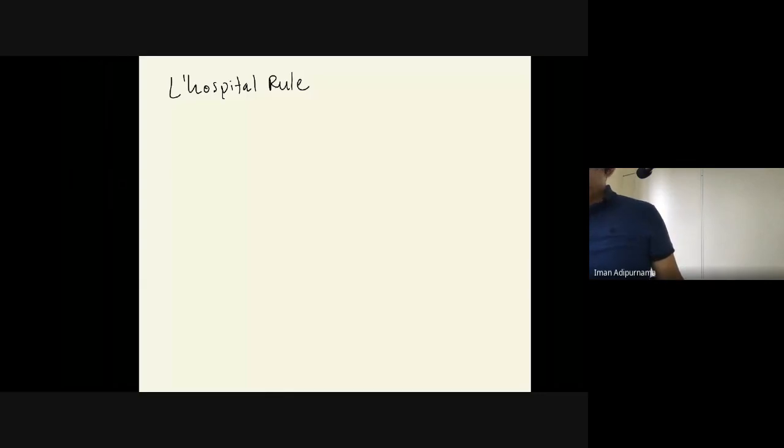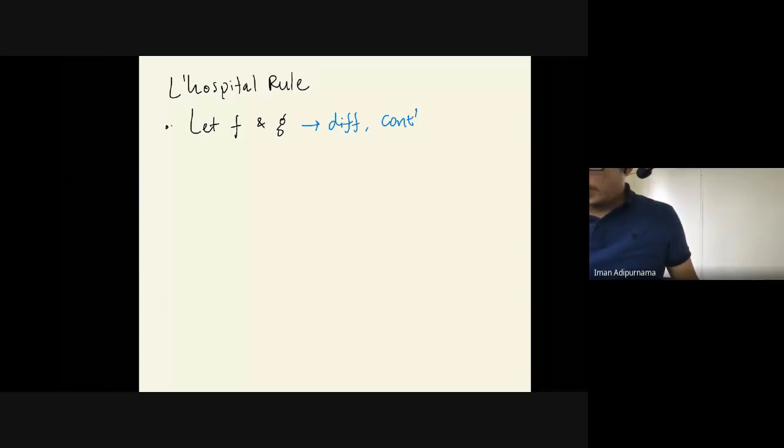So the L'Hopital rule, how to use it, is quite easy. If you have f and g, both are differentiable and continuous. This is 1, and then 2. If you have a number a, it should be equal with g, which is 0.